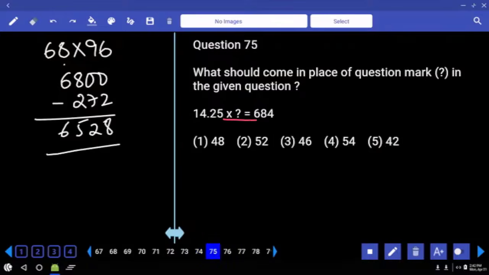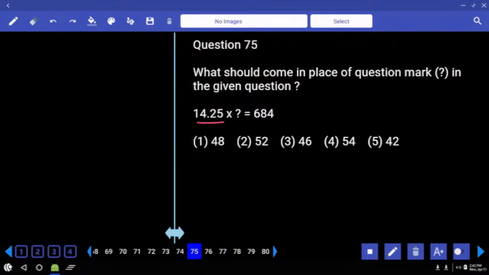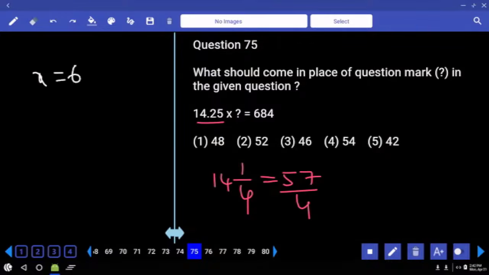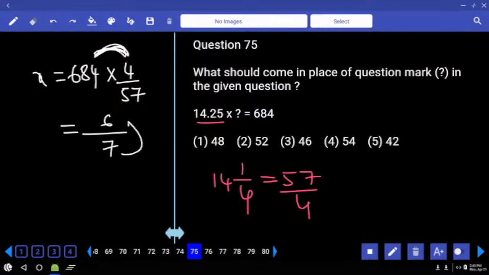Got it? 14.25. Can I write it as 14 1 by 4? Which is equal to 57 by 4. Then x is equal to 684. 57 by 4 goes to right hand side from left hand side, becomes into 4 by 57. Numerator ends with 4 into 4, ends with denominator. 7 into which number ends with 6? Answer should end with 8. There is only one.